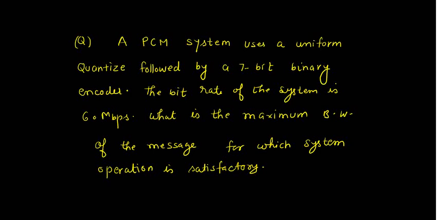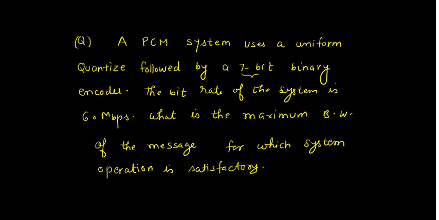So we will solve one more interesting question. Here the question states that we have a PCM system which uses a uniform quantizer followed by a 7-bit binary encoder. It means first we receive a message signal, we sample it with some, say, Nyquist rate, and then each sample is represented by 7 bits.